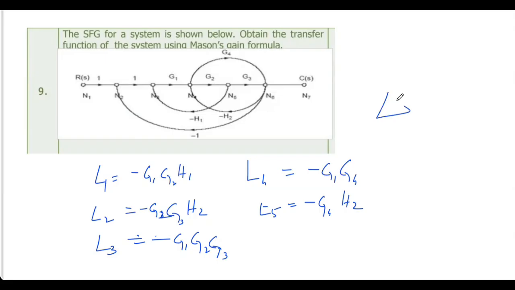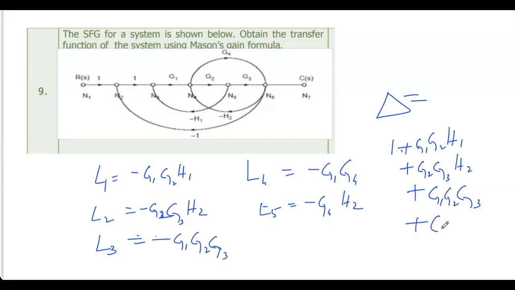So delta is only 1 plus G1, G2, H1 plus G2, G3, H2 plus G1, G2, G3 plus G1, G4 plus G4, H2. Okay, this is delta. And what is PK?